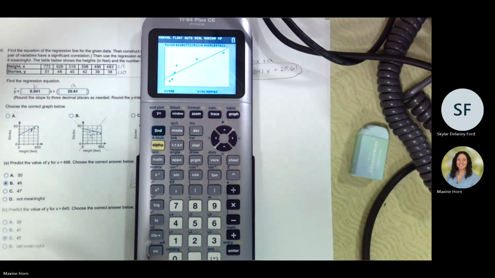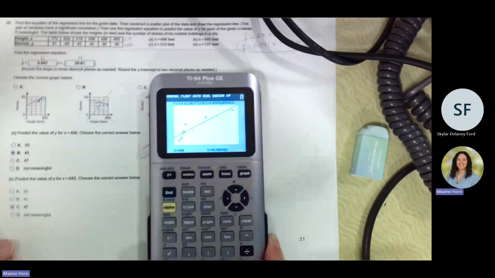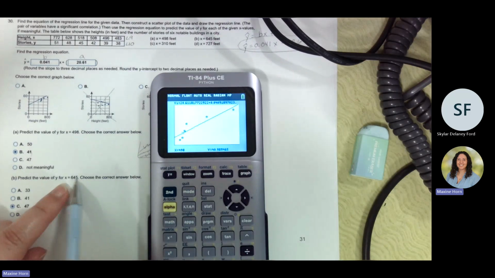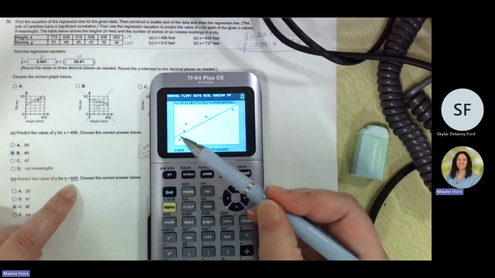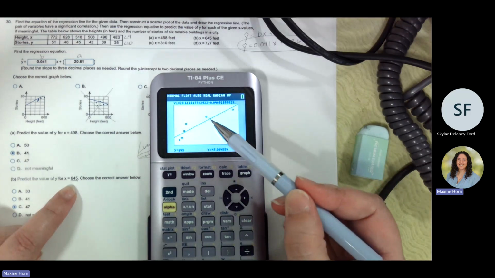All right, so let's do that again, because now it wants to know, what happens when x is 645? What's your corresponding y value? Again, I don't have to go to any particular field. I can just type in 645, hit enter, and it says, well, that's way up here on your line of best fit.